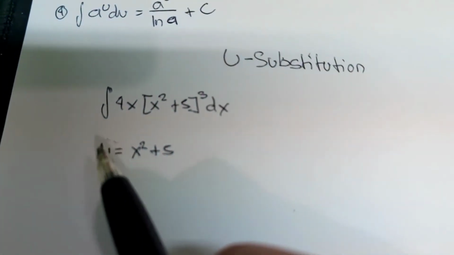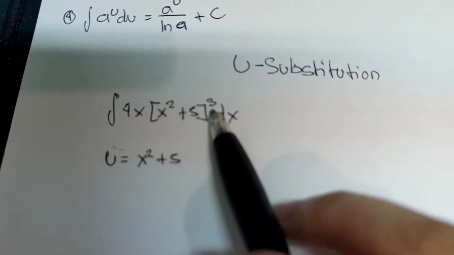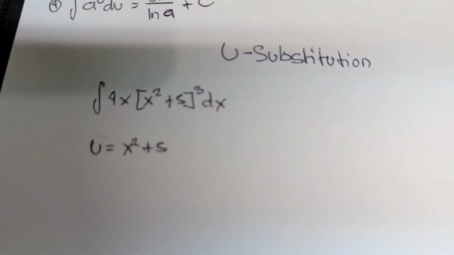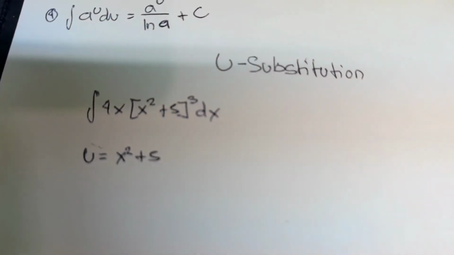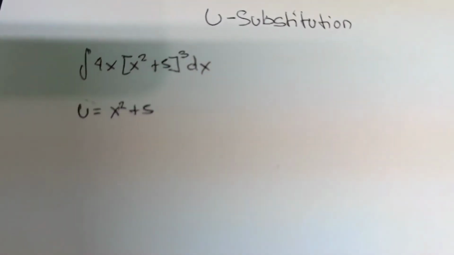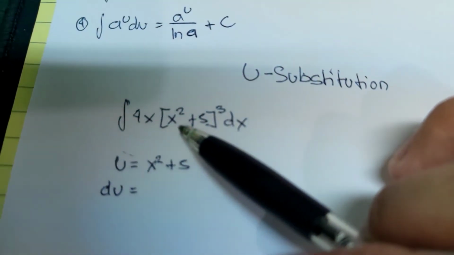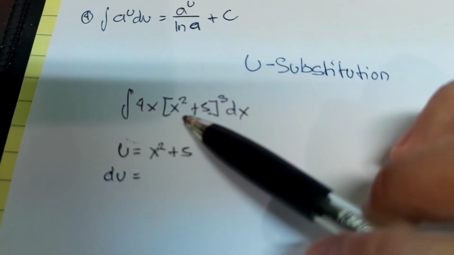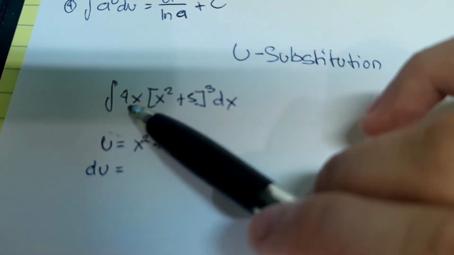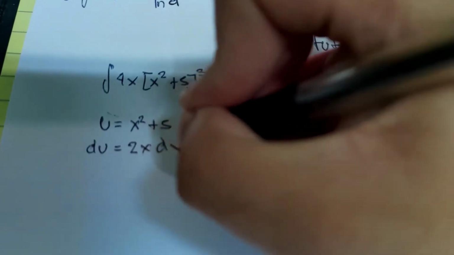Sometimes you can find your u inside the parentheses, which is x squared plus 5, or sometimes it will be x plus 1 or 1 plus x. Next, let's find our du. The derivative of u, which is x squared, will be 2x, and it can be cancelled out here with our 4. So we have 2x multiplied by dx.